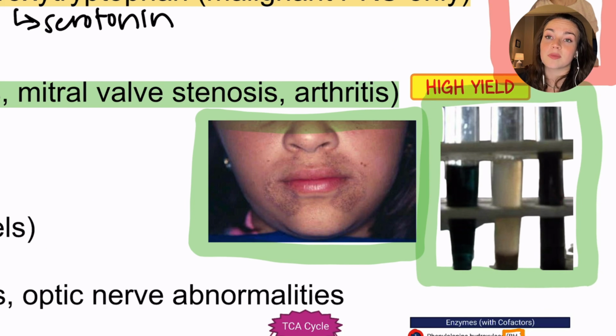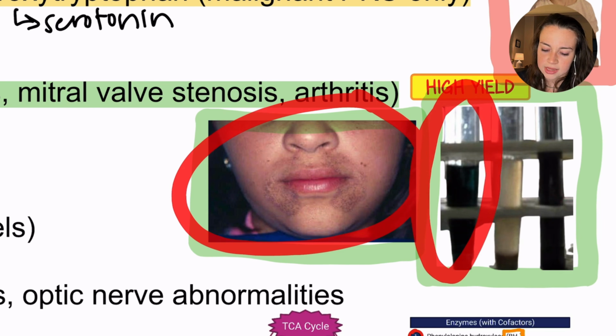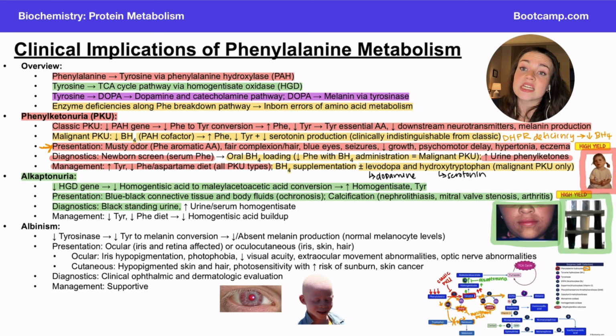In the vignette, the patient might also say, if I get some pee on the toilet seat and I don't clean it right away and I come back, it'll turn black. You can see here an example of that black standing urine. The vignettes for this disorder are very image heavy, so I would lock these into memory. Besides black standing urine, you can also test the urine, as well as the serum, for an elevation in homogentisate.